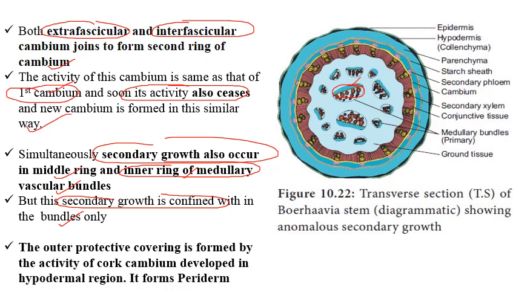The outer protective covering is formed by the activity of cork cambium, which is developed in the hypodermal region. It forms the periderm. As we know, normally the cork cambium forms cork, also called phellem, towards the outside, and secondary cortex towards the inside. And these three layers combine to form this periderm, which is a protective layer. The hypodermal cells become meristematic and form the cork cambium, which forms cork outward and secondary cortex inward.